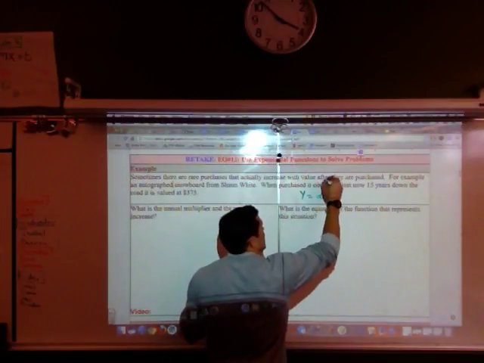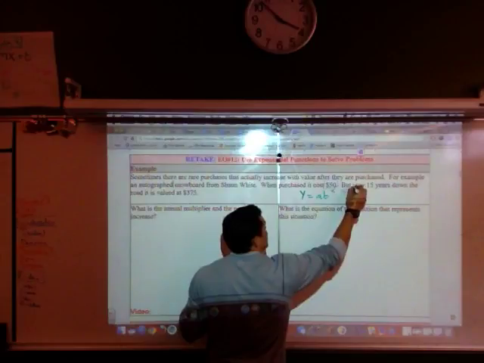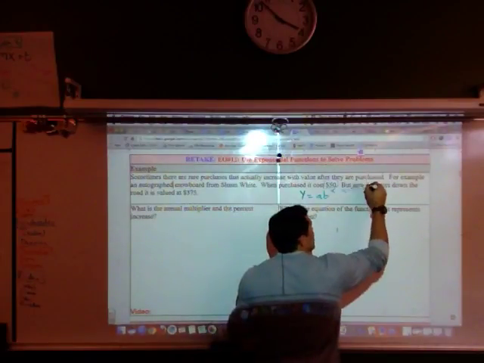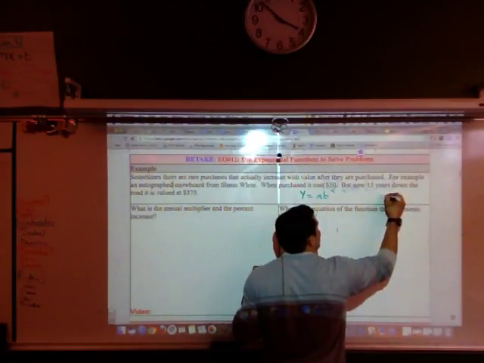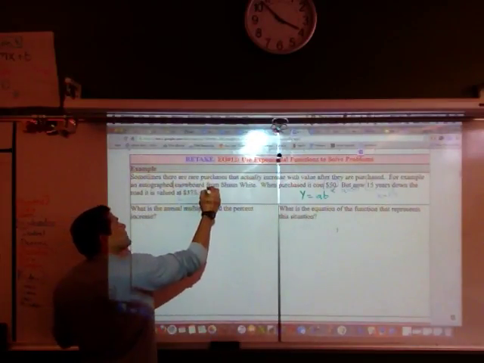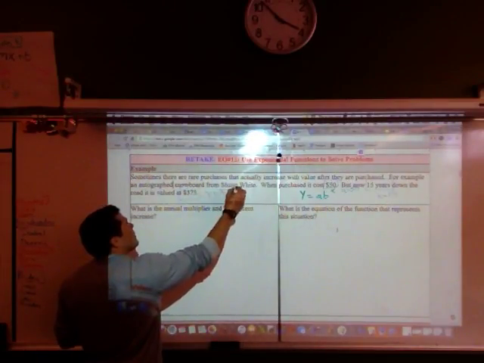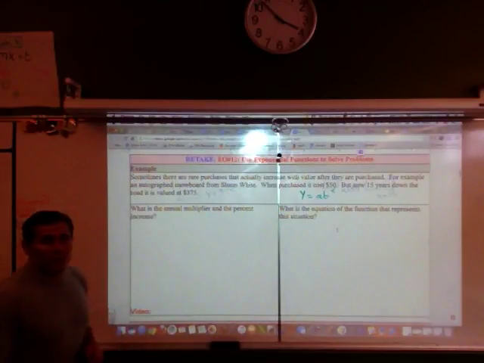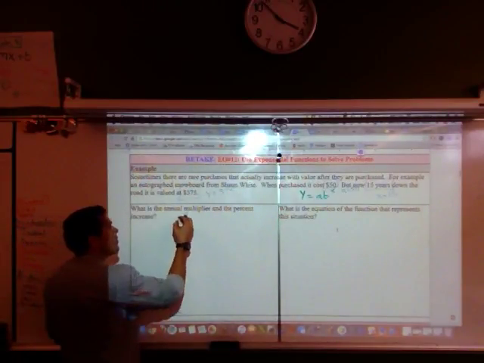Purchased at $50. So that's actually my A value. A is 50. 15 years down the road, that's my X value. That's a 15. $375, that's my Y value. So I can actually use that to plug into this formula.